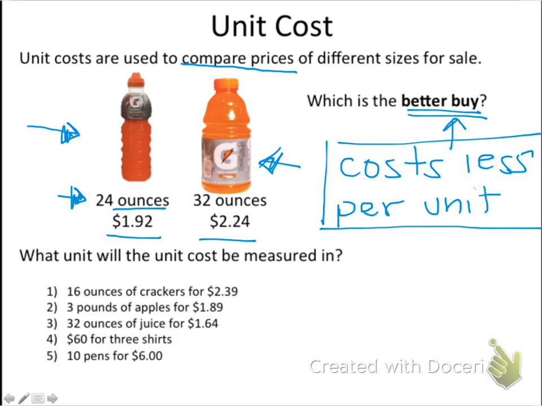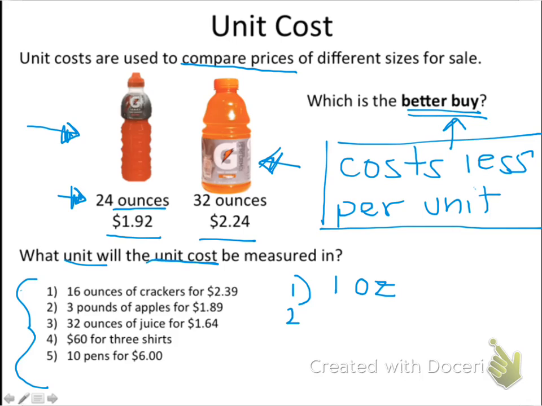What I want you to do, tomorrow in class, we will be going over how to calculate that. Tonight, I want you to do these 5 questions. What unit will the unit cost be measured in? So if we have 16 ounces of crackers for $2.39, the unit for the unit cost will be 1 ounce.